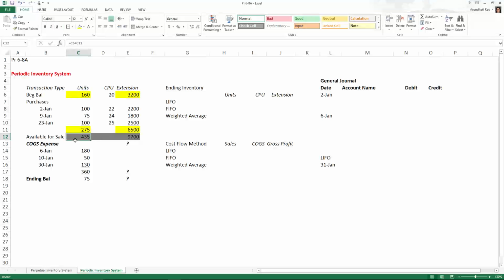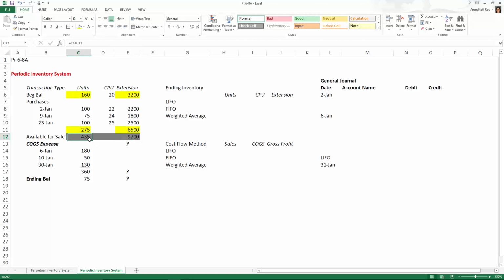So what I have available for sale is 485 units. That cost me $9,700. This is what's available for sale. Now, if I were lucky at the end of January, all 435 units would be sold. All of this amount would be expensed. Highly unlikely that's going to happen.